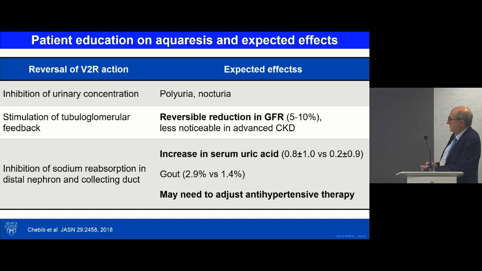And then it is also important to inform the patient that an increase in serum uric acid is something that we can expect, but this increase in uric acid is usually not very great. There is an increased frequency of gout, but again, only in a relatively small number of patients, and they may need to adjust antihypertensive therapy, especially long term.